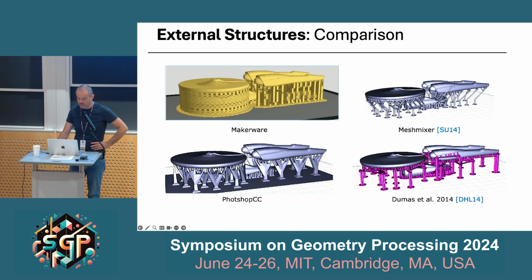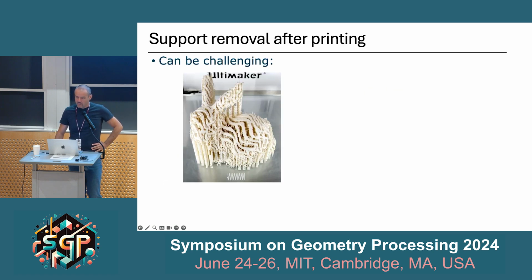So we can have a quick comparison of what we have. We have, for example, MakerWare, which is quite a standard software that creates very dense structures, dense and stable. Or otherwise, you can use Meshmixer, which is quite widespread software that creates sparse structures like that, or Photoshop CC. Or you can use these scaffolding-like structures. Each of them has advantages and disadvantages, but usually the trade-off is between the use of material and the stability of what you're creating.